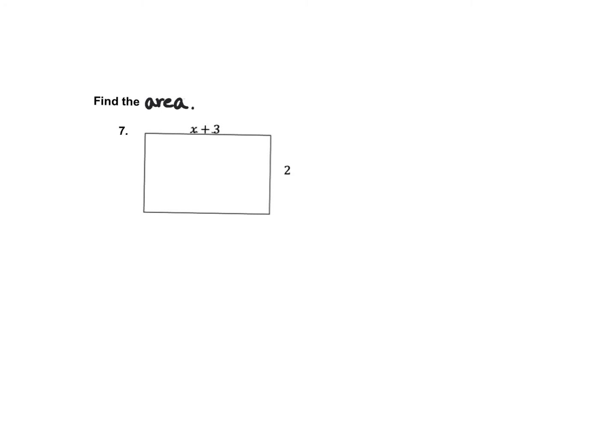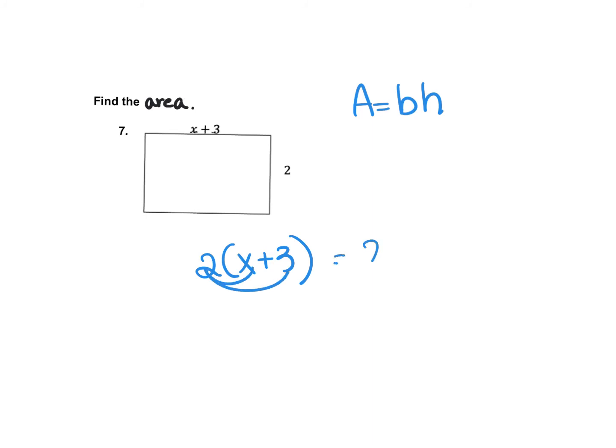All right, so let's go ahead and find the area. Remember, area is equal to base times height. So you're multiplying the two sides together. So let's go ahead and multiply the two sides together. I'm going to take 2 times x plus 3. So the area of this one then, I'd have 2 times x, which gives me 2x, and 2 times 3, which gives me 6. And so I can't simplify this any further. The area of this one is 2x plus 6.